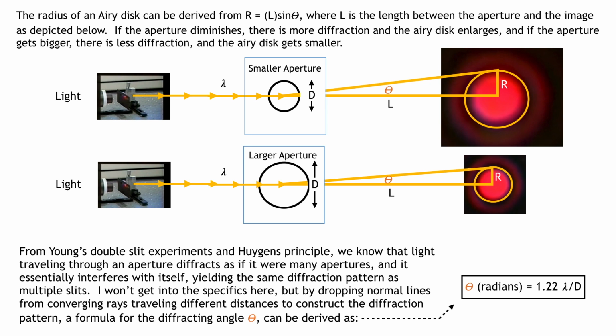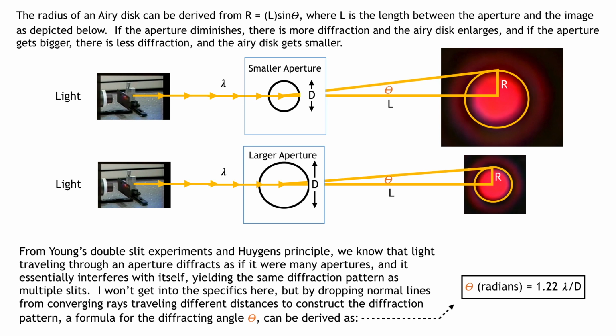So the radius of an Airy disk can be derived from the radius equal to the length of light from the aperture source to where the image is projected times the sine of theta. If the aperture diminishes, there's more diffraction and the Airy disk enlarges. And if the aperture gets bigger, there is less diffraction and the Airy disk gets smaller.